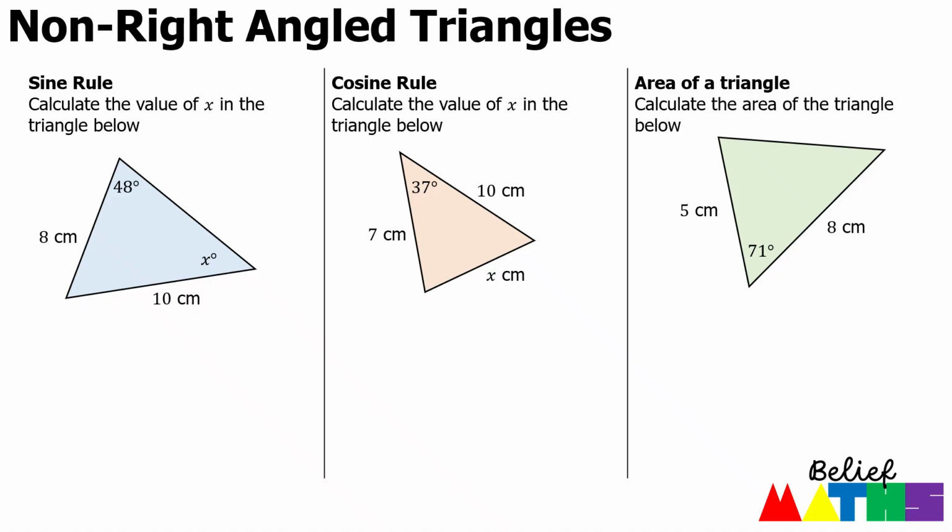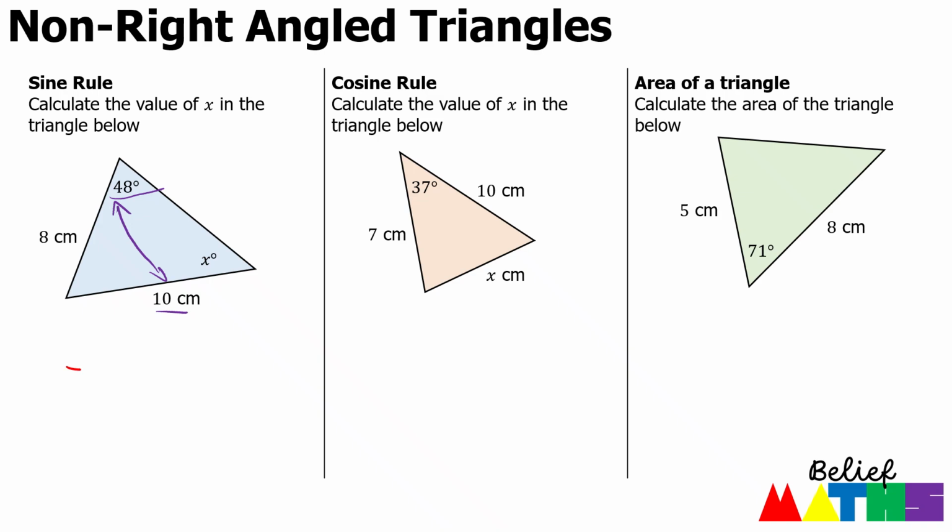Now, the sine rule is used in a very specific case. It's when you've got a non-right angle triangle and you have a pair of values. That means you've got an angle and the side opposite it. And when you've got that pair, you can use the sine rule. Now the sine rule is on your formula sheet. It's a over sine a equals b over sine b equals c over sine c.